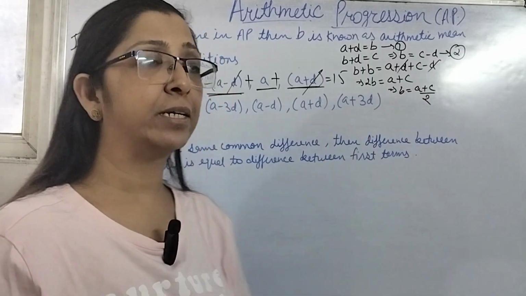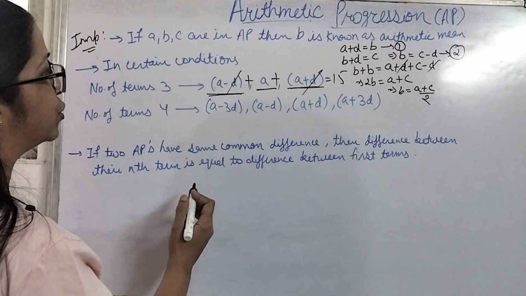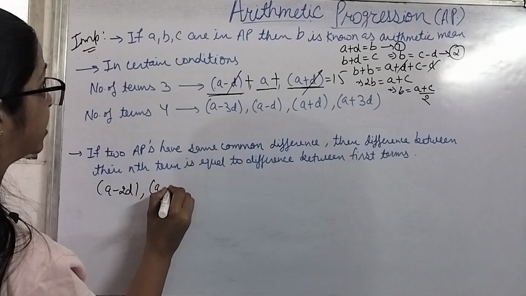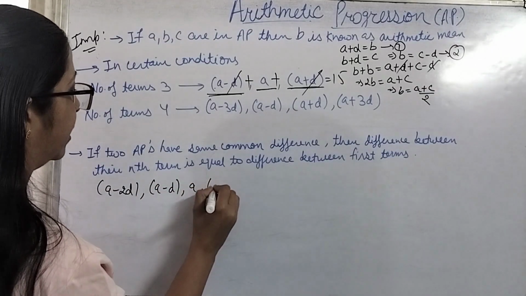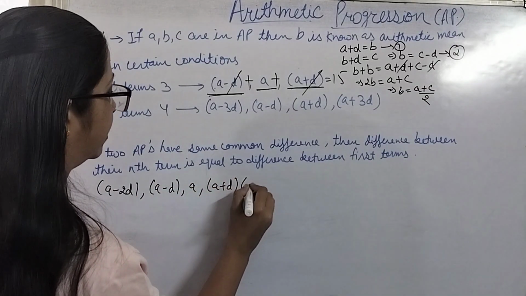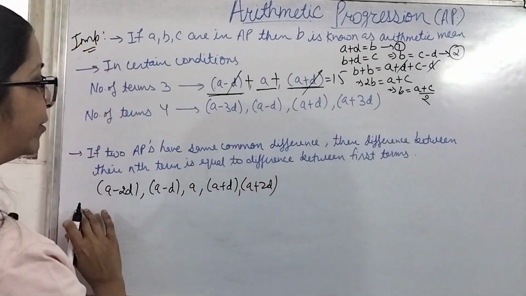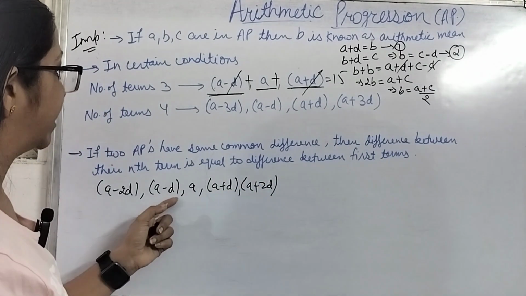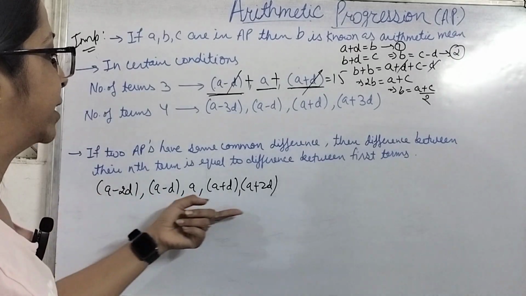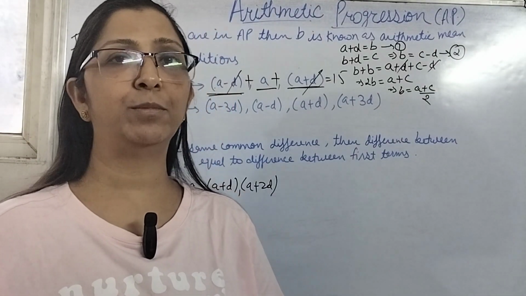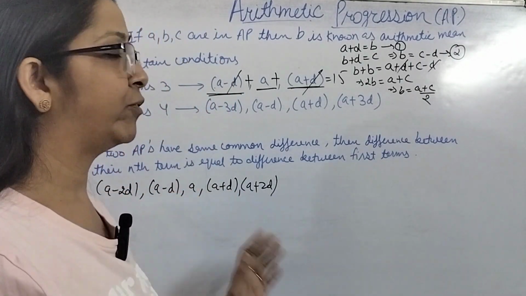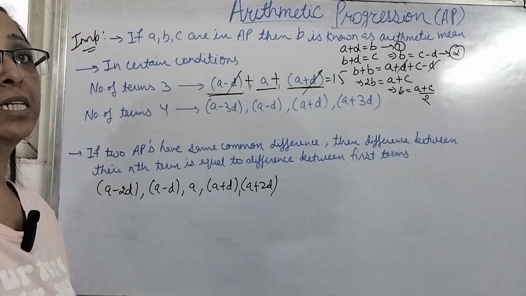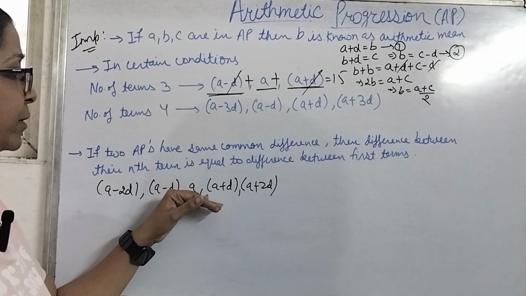And if 5 terms are given, we will assume the terms to be a minus 2d, a minus d, a, a plus d and a plus 2d. Here if we add these, minus 2d plus 2d will cancel, minus d plus d will cancel, and there will be an equation in one variable only that we can easily solve and find the value of that.